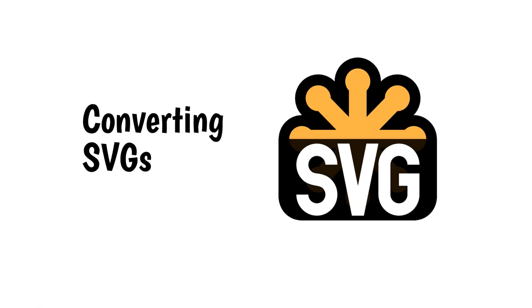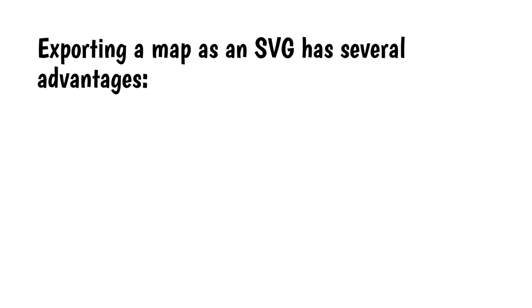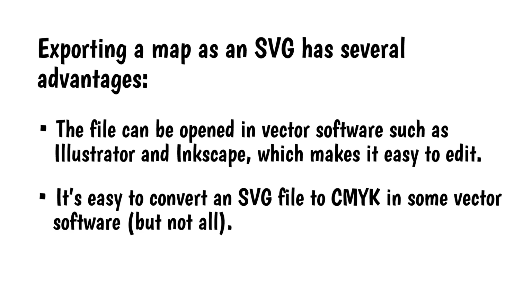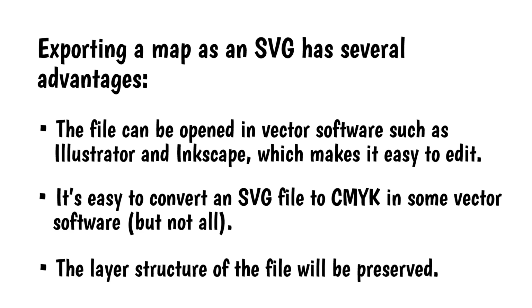Converting SVGs. Exporting a map as an SVG has several advantages. The file can be opened in vector software such as Illustrator or Inkscape, which makes it easy to edit. It's easy to convert an SVG file to CMYK in some vector software, but not all. The layer structure of the file will be preserved. Exporting as a PDF flattens the image into a single layer, making editing much more difficult.